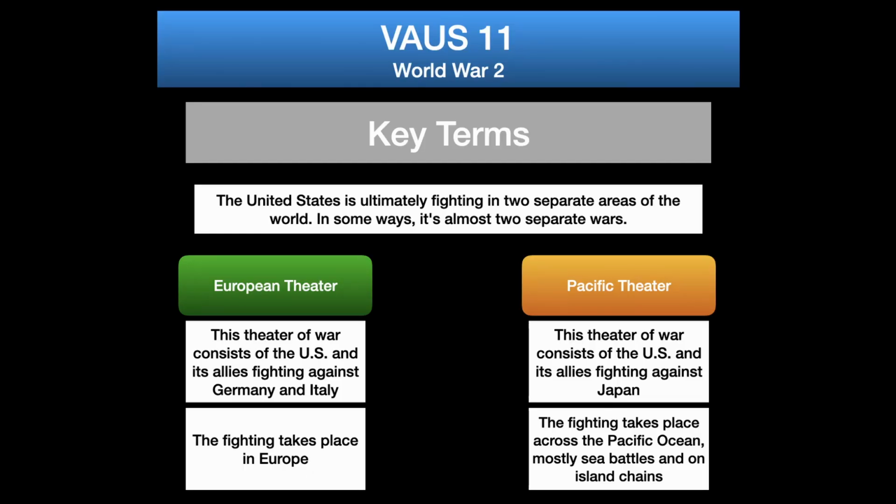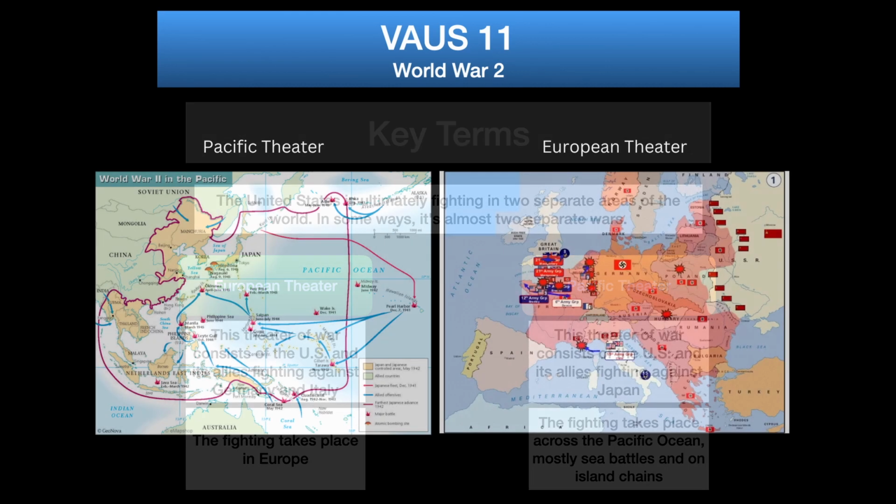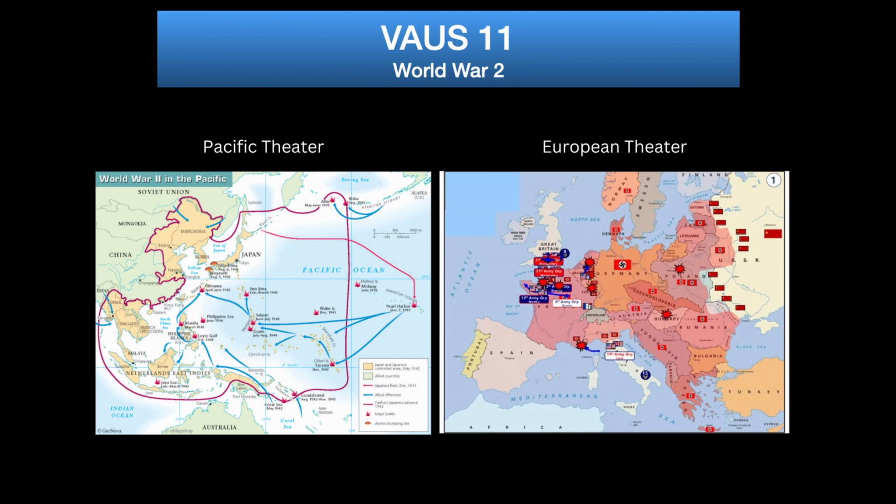Okay, so before we get into the meat of the notes, I wanted to point out some vocabulary that's important. So the United States is literally fighting two separate wars. There's the European theater. This is where Germany and Italy are the Axis nations, and we are helping England and France and the Soviet Union eventually, because they start the war with Germany.